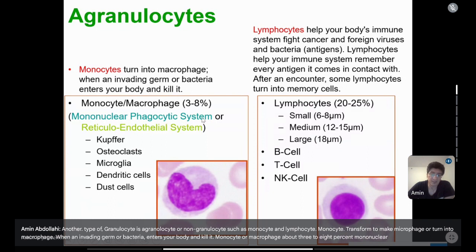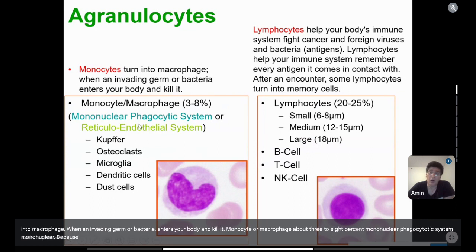Mononuclear phagocytotic system, mononuclear because all agranulocyte and non-granulocyte just have one nuclear lobe. You can see here monocyte one nuclear lobe and lymphocyte one nuclear lobe, not more than one. Call it mononuclear phagocytotic system or mononuclear leukocyte.